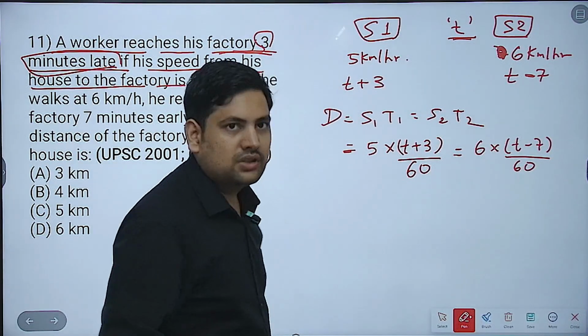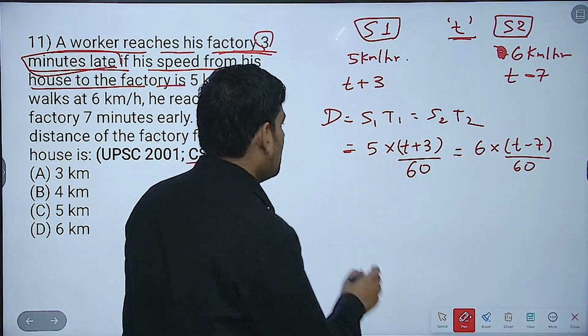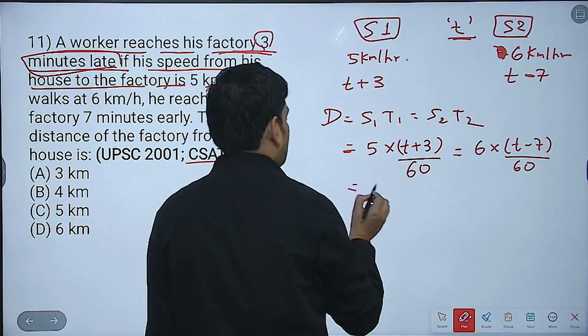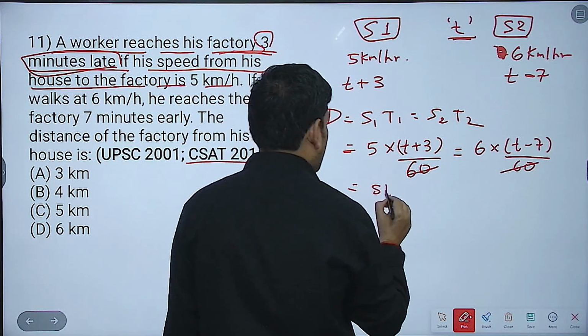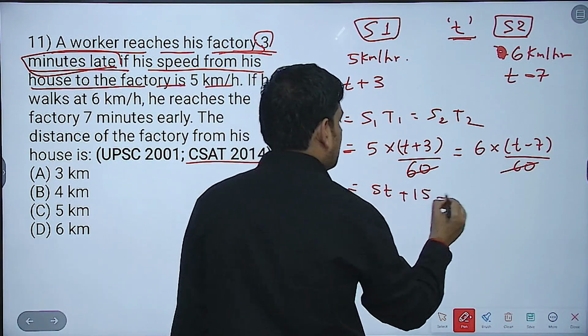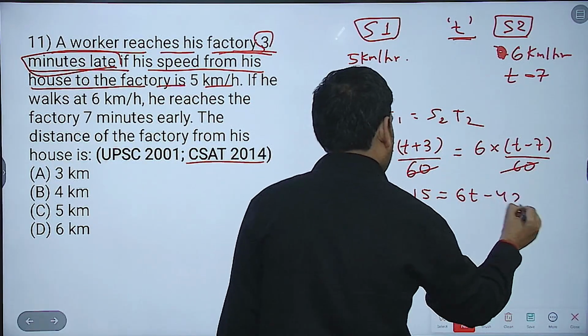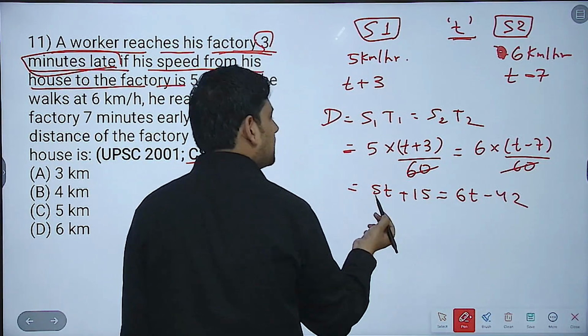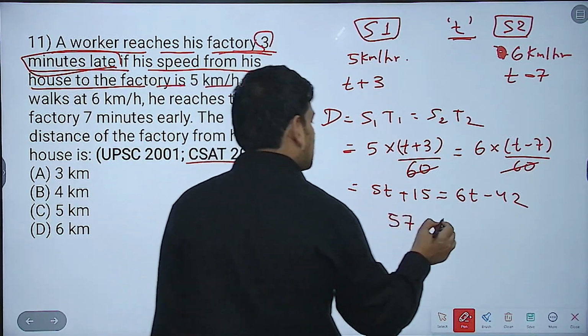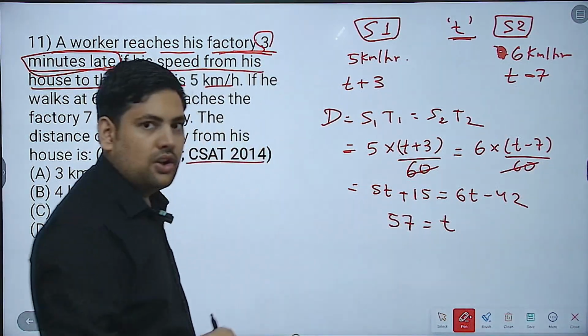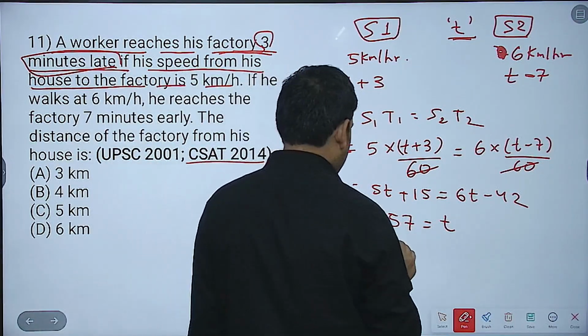This is equal to distance. We'll solve this to get the scheduled time first. Now 60 and 60 will cancel out. What you'll get is 5t plus 15 equals 6t minus 42. Now 42 will come here, so this becomes 15 plus 42, 57. 6t minus 5t becomes t. So t came out to be 57 minutes.